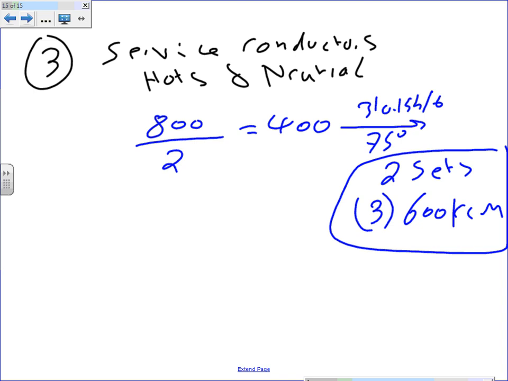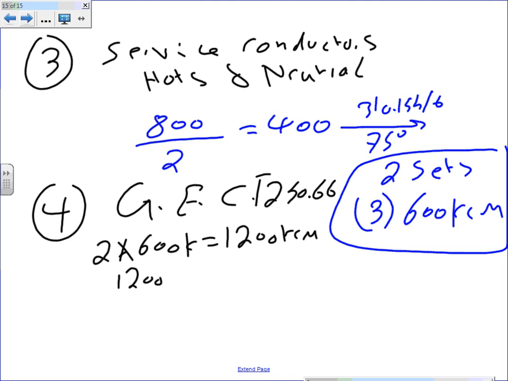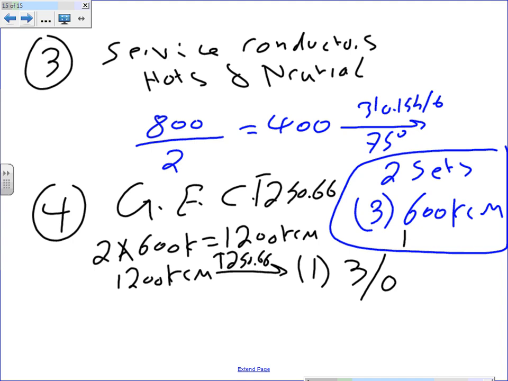The last thing, number four, is the grounding electrode conductor. This is table 250.66. I have 2 times 600 kcmil, which equals 1200 kcmil. From table 250.66, 1200 kcmil gives you 3 aught, one conductor. By the way, I'm going to use THHW here. All right, so this is my grounding electrode conductor.